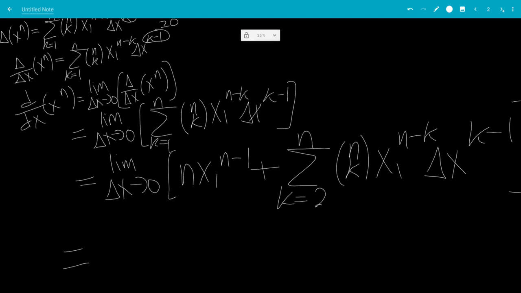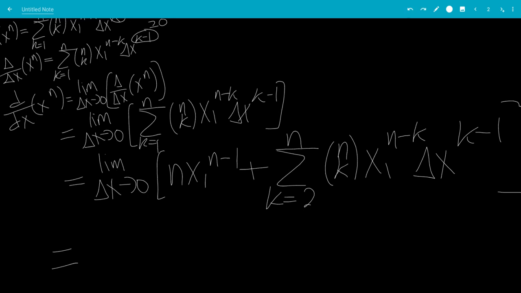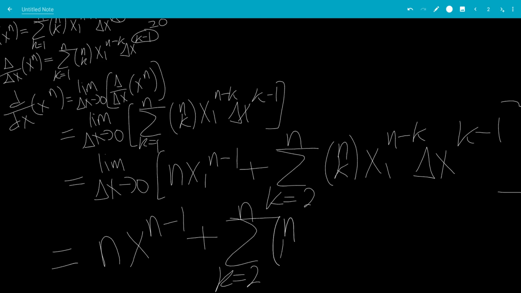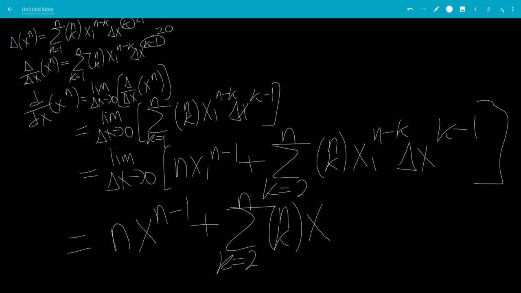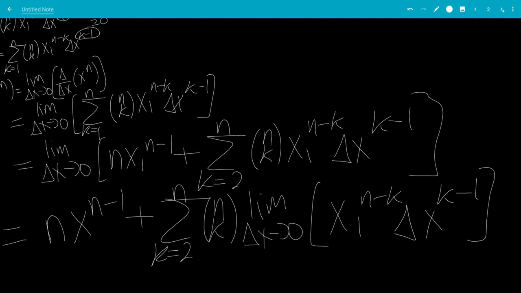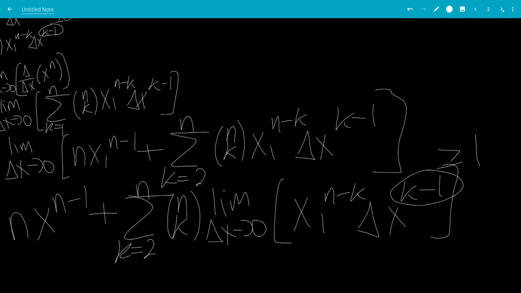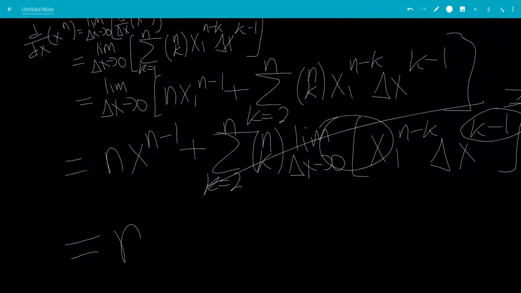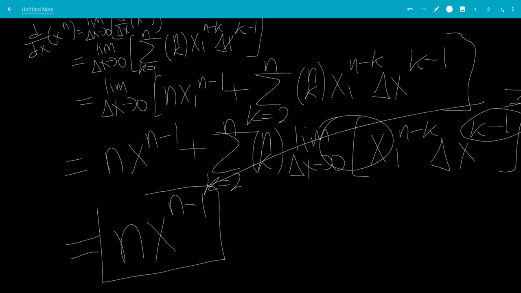When we take the limit of delta x going to 0 of n times x1 to the n minus 1, that would just turn x1 into x. This will be n times x to the n minus 1 plus the sum from k goes from 2 to n of n choose k. We're going to bring the limit inside. So let's just say the limit as delta x goes to 0 of x1 to the n minus k, delta x to the k minus 1, where this exponent is greater than or equal to 1. So if you plug in 0, you get 0 to the 1, 0 squared, 0 cubed, which means this is just 0, which means our final answer is n x to the n minus 1, which is the expected result. And that's the end of the video.